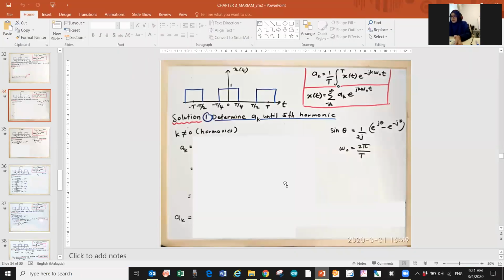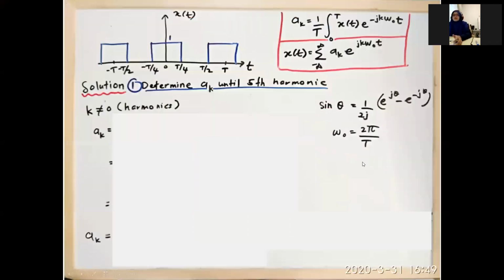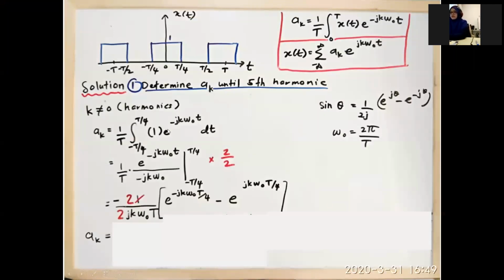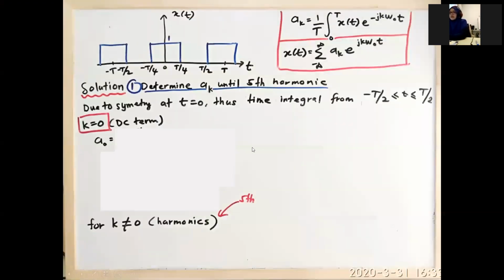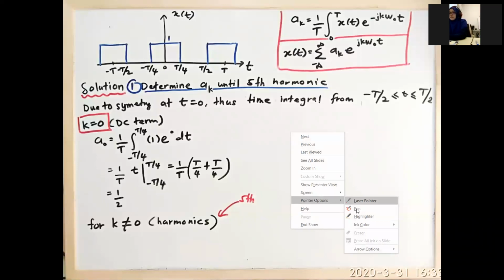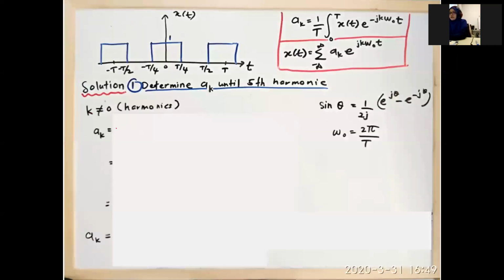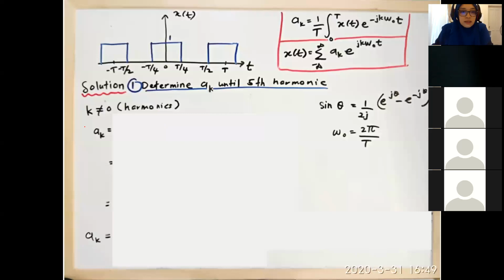So it's already 9:20, so we are going to start. Okay, we continue here. Previously we calculated for this term. Now we are going to continue with the harmonics for k not equal to 0. For this one, you're going to use the same equation.